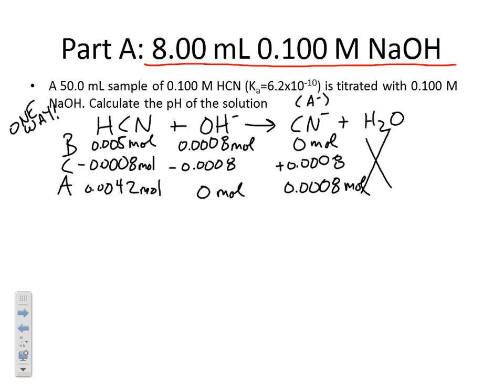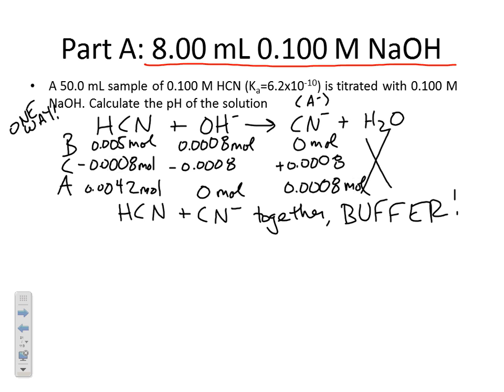Great, so we have filled out the BCA chart. So we've basically worked out how many moles of cyanic acid we have left and how many moles of cyanide we have generated. We want to calculate pH. Because we have both HCN and CN minus together, we have a buffer. So the easiest way to calculate pH of a buffer is to use the Henderson-Hasselbalch equation. But to use that, we need molarity, right? We need concentrations. So we're going to recalculate concentrations of HCN and CN minus.